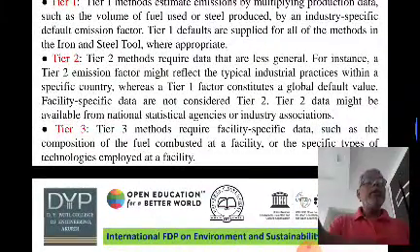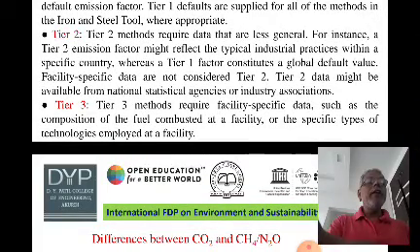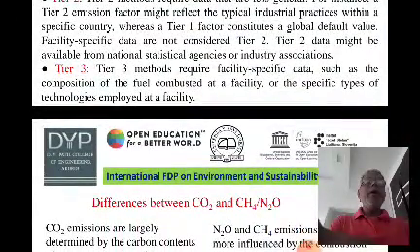In tier 2 the method requires data that are less general. It is not general, it is specific. It may be related to the local one also. So for instance, the tier 2 emission factor might reflect the typical industrial practices within a specific country, whereas a tier 1 factor constitutes a global default value. So facility specific data are not considered. Tier 2 data might be available from the national statistical agencies or industry associations.